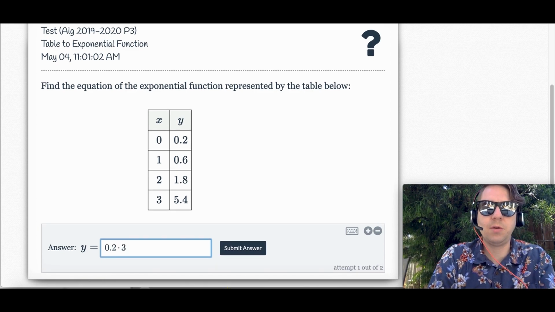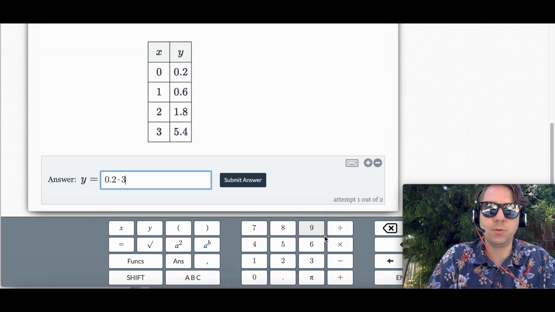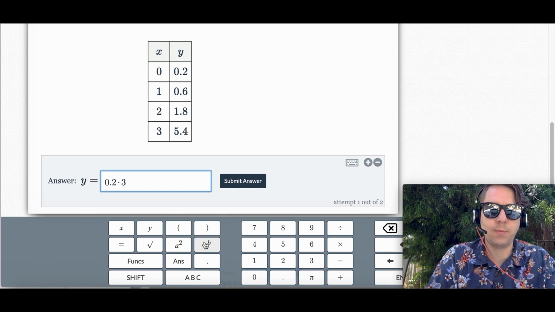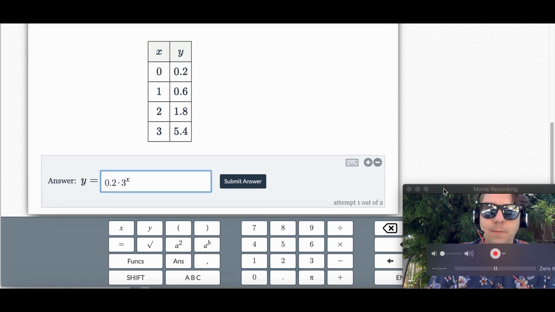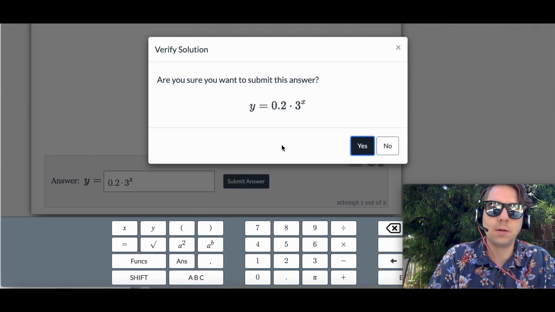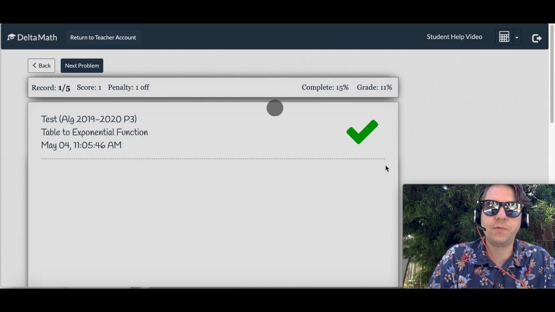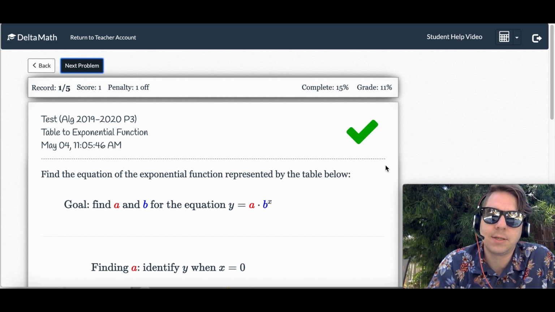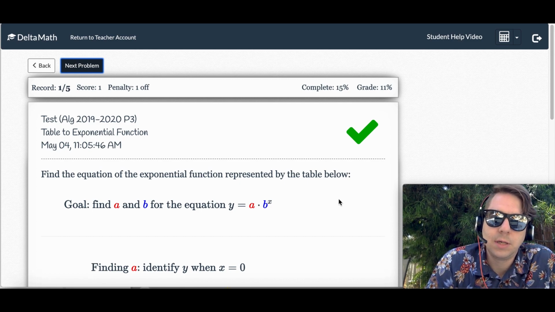To get the exponent, you either hit Shift and 6, or if you click this keyboard button, it gives you a list of things you can do. So I'm going to do that. Now I enter my answer, and I should get that beautiful green check mark, and I know that I did it correctly. So that is how you do this Delta Math assignment.